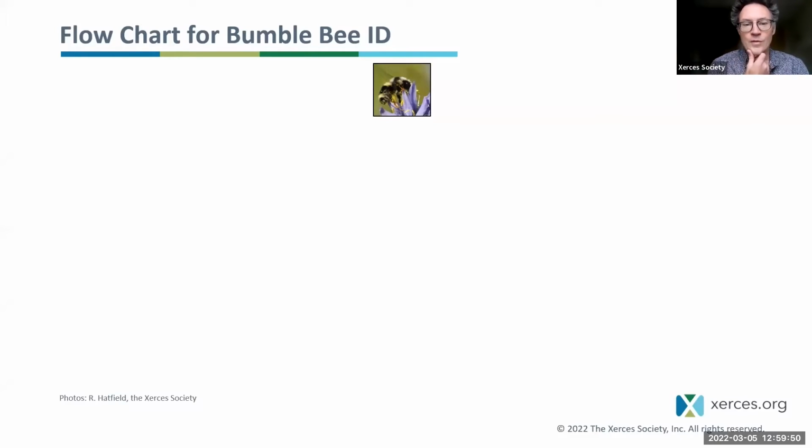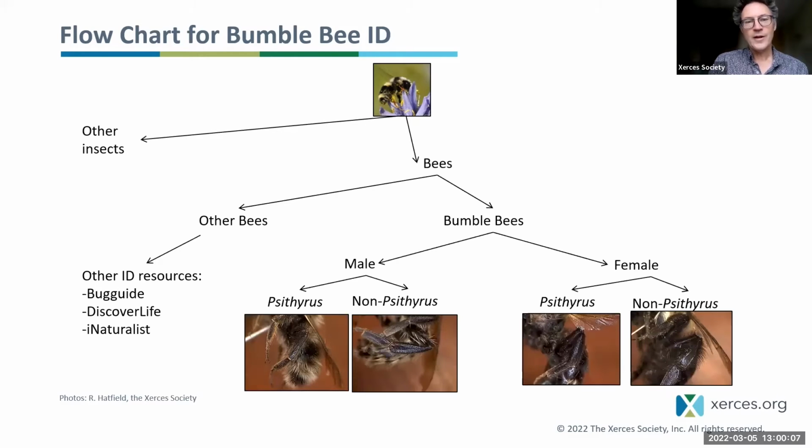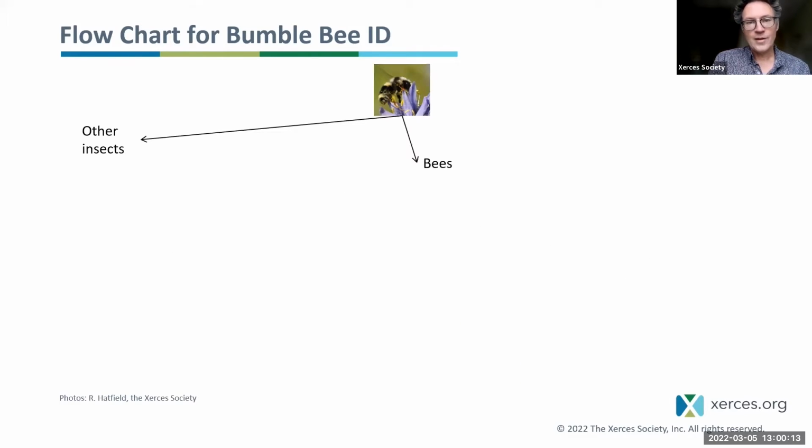I'm going to give you the basics of how to distinguish bumblebees from other insects, bumblebees from other bees, male from female bumblebees, and so on. And we'll use this flow chart, which looks like this. And I'll take each of these bifurcating pieces one at a time in the slides that follow. So first we'll talk about ways to distinguish bees, all bees, from other insects.